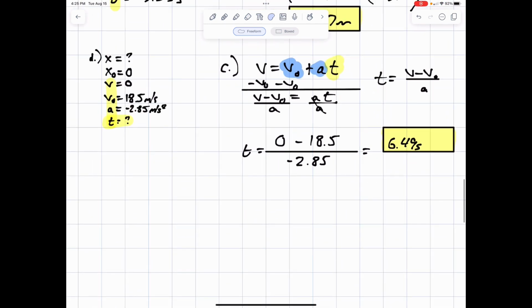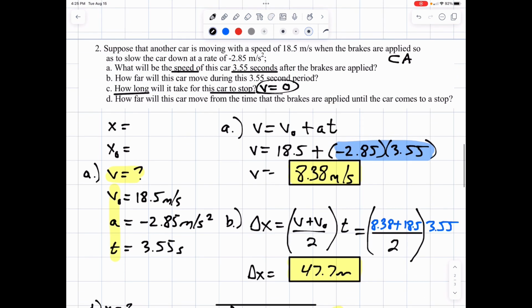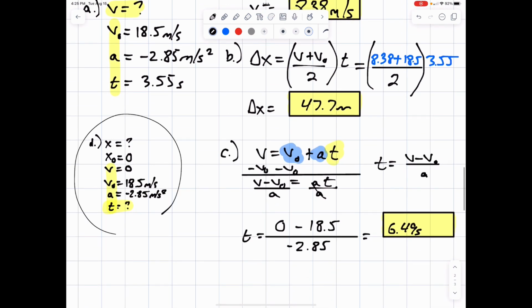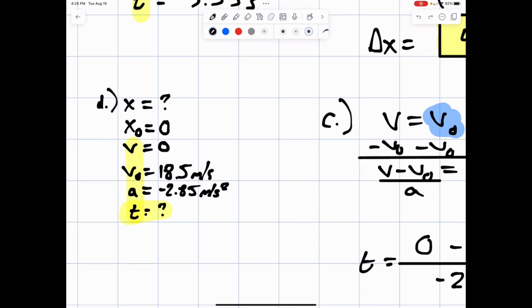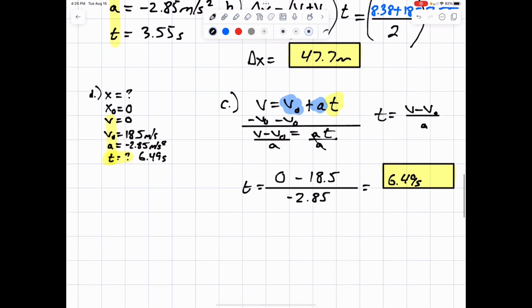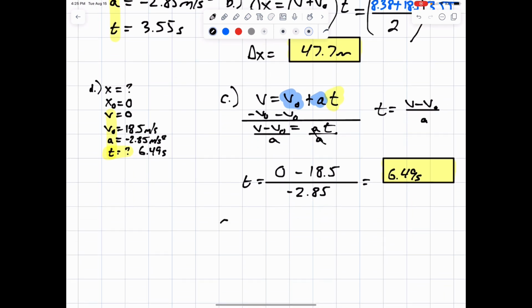Okay, now part D is asking you how far it's going to take this car before it comes to a stop. So it's using the same conditions, therefore we're going to use the same list. But now we know what the time is. The time is 6.49 seconds. So we have a bunch of ways we could go about doing this.